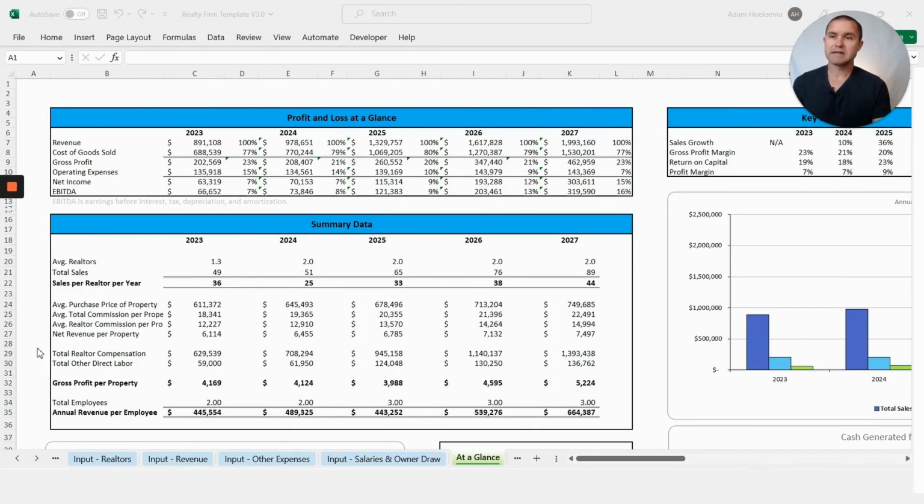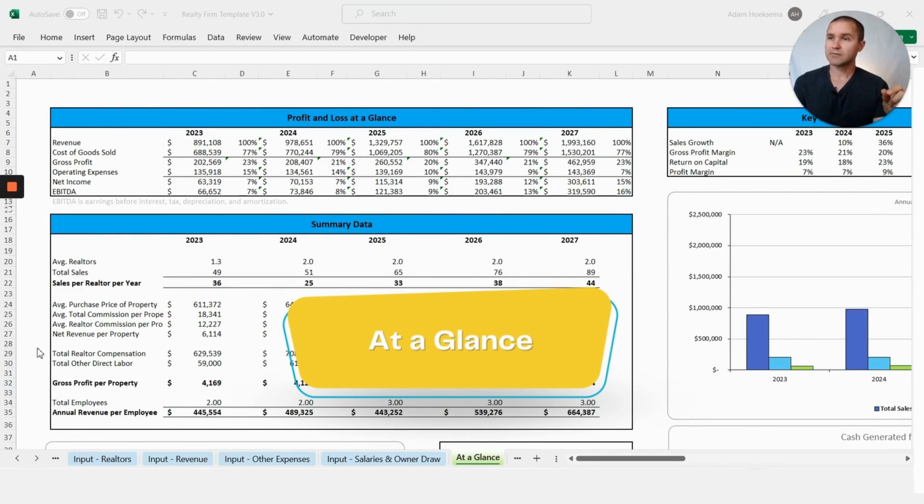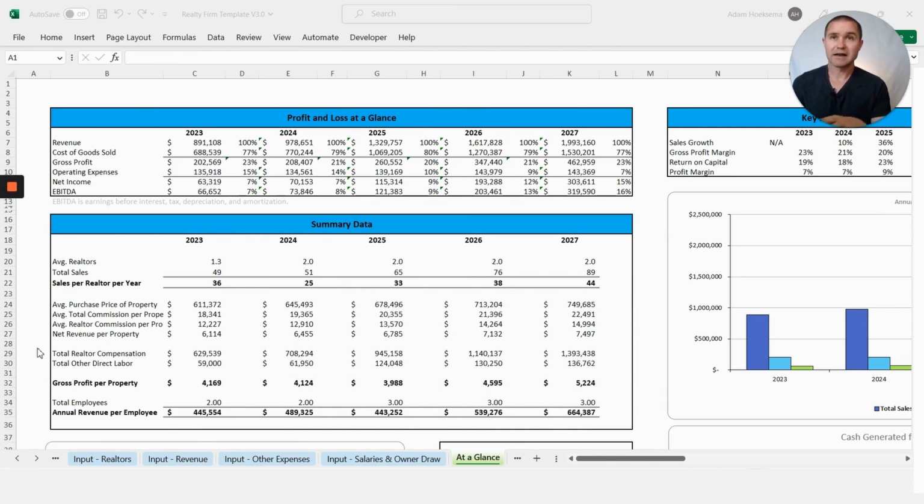Okay, so I'm starting on the At a Glance tab here. And what we want to see here is kind of a high level, some key data points and summary data. So you've got your profit and loss at a glance for the next 5 years. And you have a number of key data points like the average number of realtors you have, the total sales per realtor, average purchase price of properties, average realtor commission per property, and so on, right?